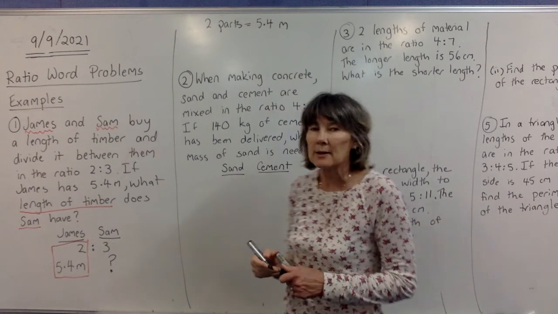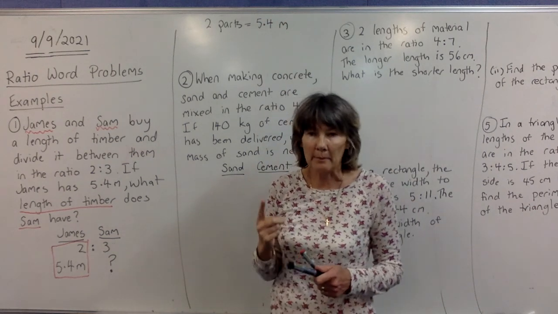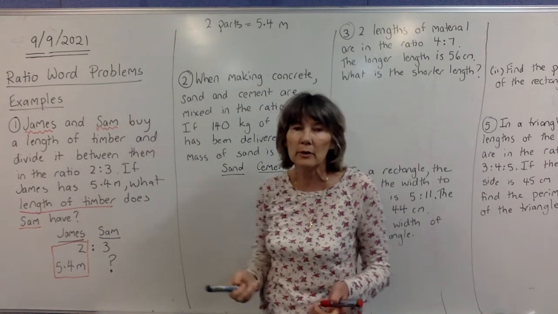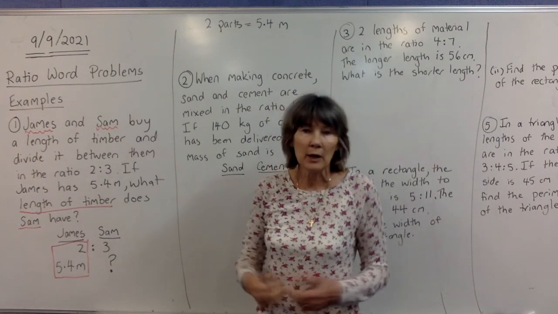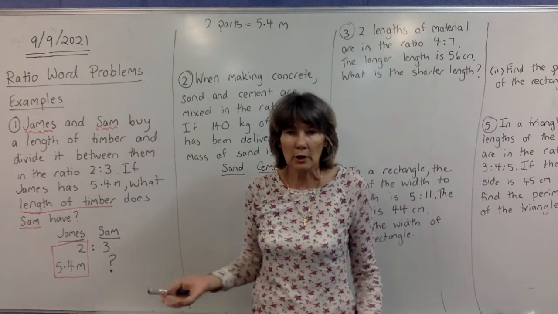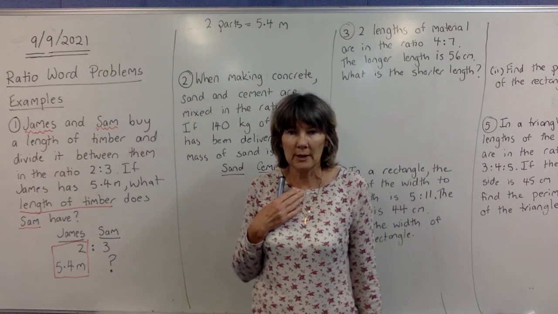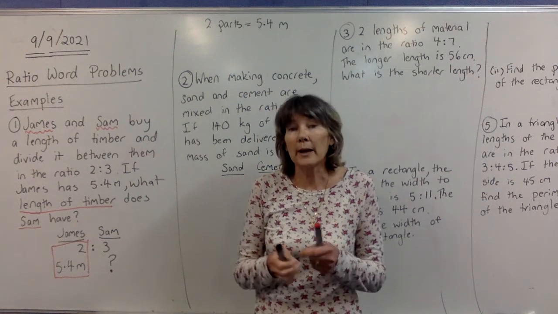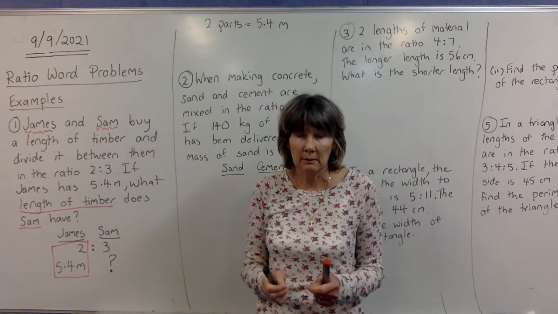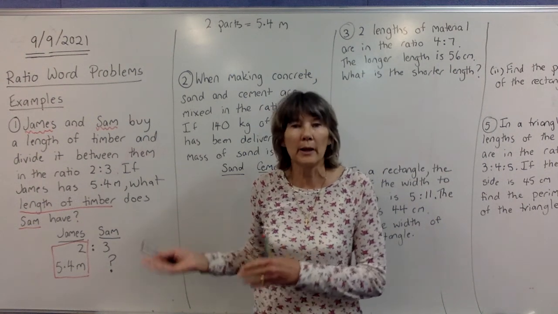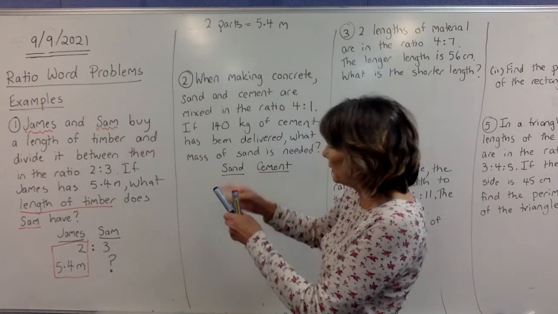Now what we do next is always find 1 part. It's like if you go to a shop and they say 2 bananas cost $1.20 and you're going, well, I need 5 bananas, how much is this going to cost me? You always work out the price of 1 banana. And then you go, oh, okay, so now I'll work out 5 bananas. So that's what we do here.